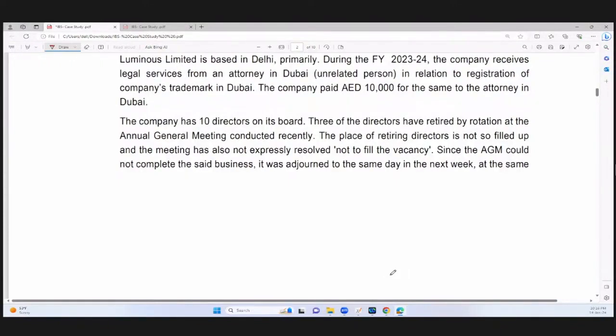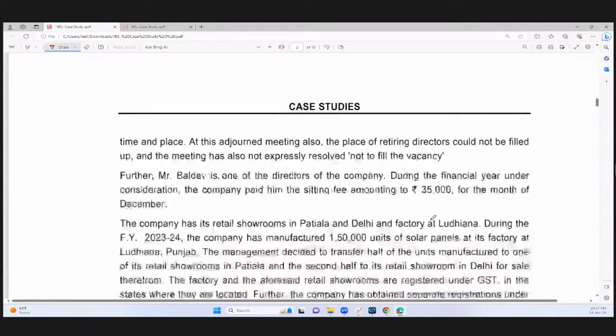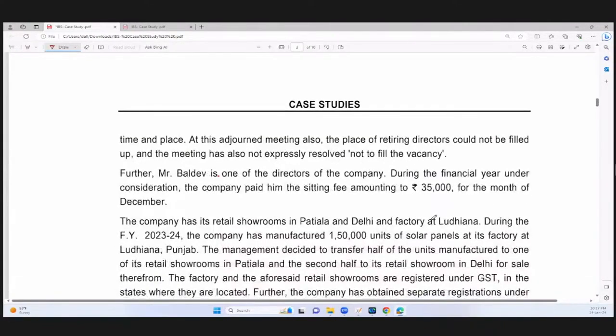3 of the directors have retired by rotation at the annual general meeting conducted recently. The place of retiring directors is not so filled up, and the meeting has also not expressly resolved not to fill the vacancy. Since the AGM could not complete the said business, it was adjourned to the same day in the next week at the same time and place. At this adjourned meeting also, the place of retiring directors could not be filled up, and the meeting has also not expressly resolved not to fill the vacancy.